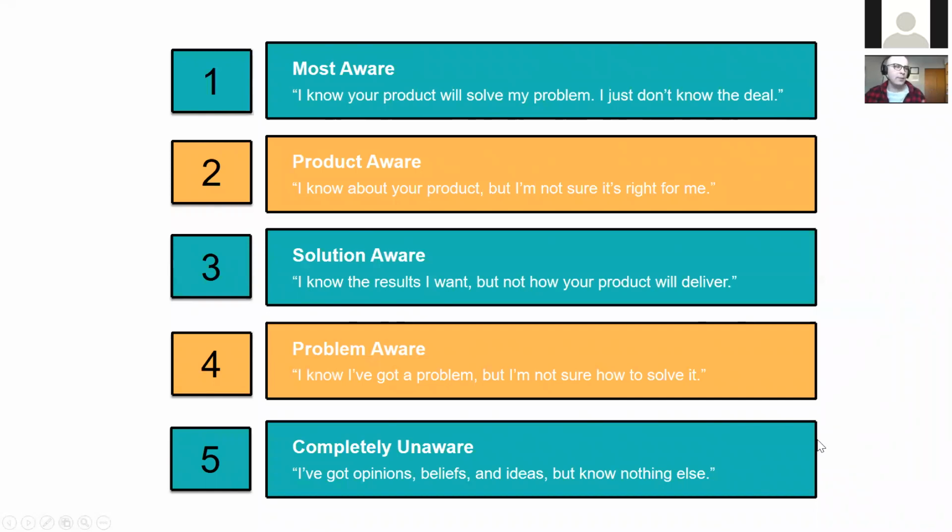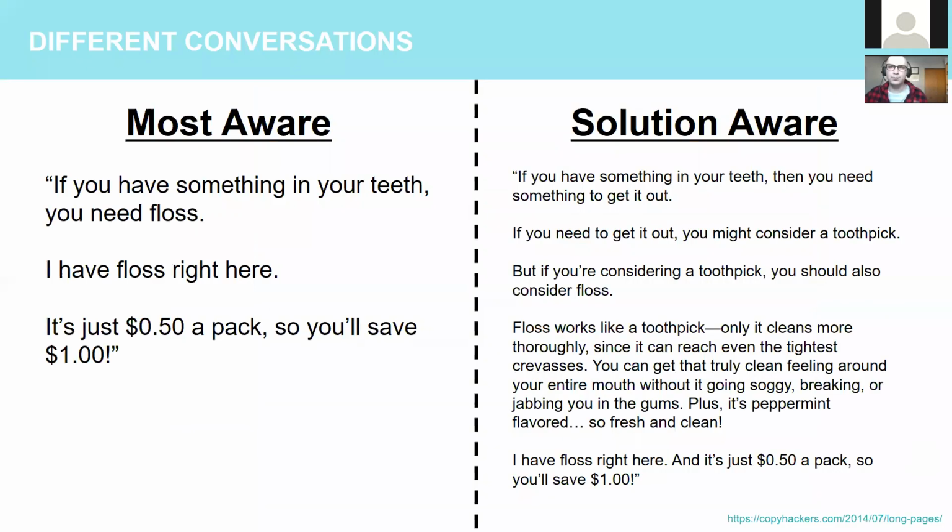And then on the bottom, the hardest people to sell to, the most complicated conversation, are people who are completely unaware. These are people who have opinions, beliefs, and ideas, mostly about themselves, about their identities, but they don't know anything else. And so I mentioned that you're going to have very different conversations with these people. And here's what I mean.